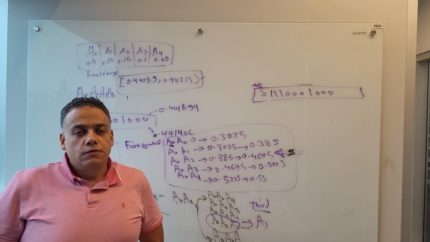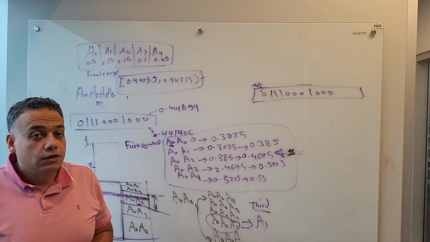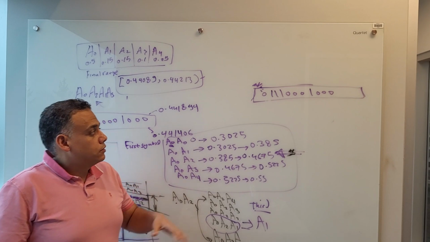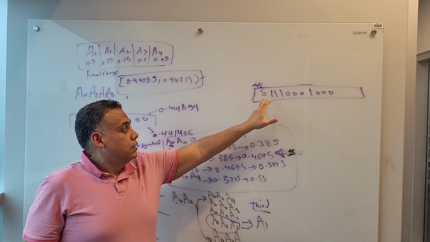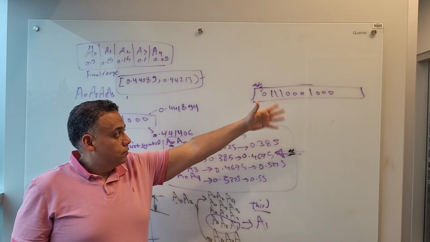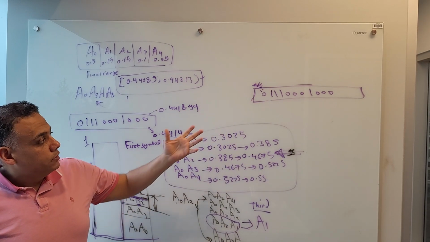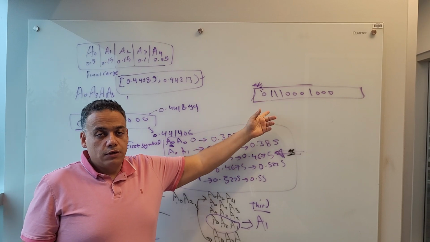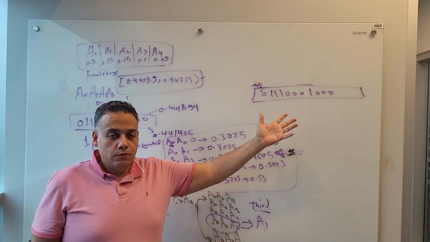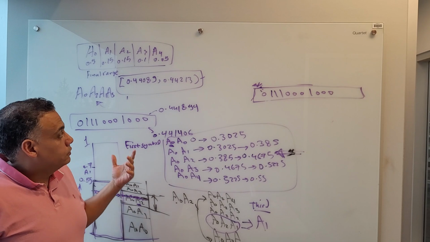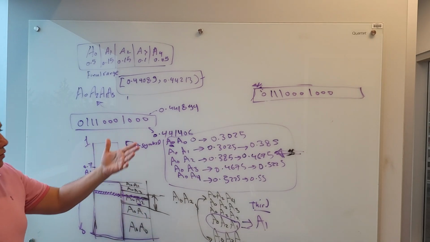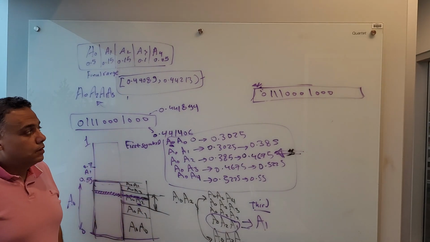Hey everyone, so in this video I'm going to explain the decoding process, assuming we start with the binary chunk 011 1000 1000. In the previous video I explained how we arrived at this binary sequence. In this video I will show how we actually decode this binary sequence.